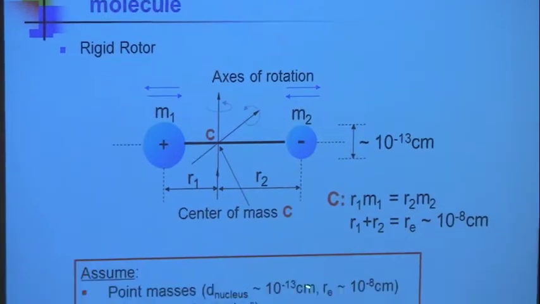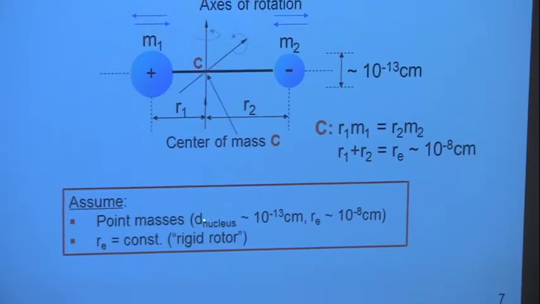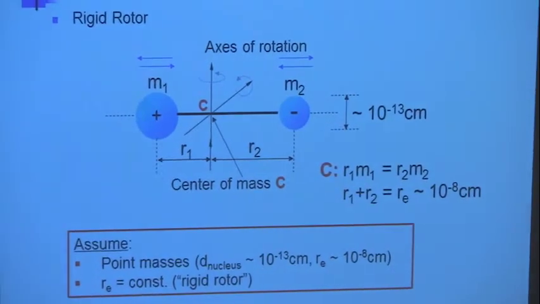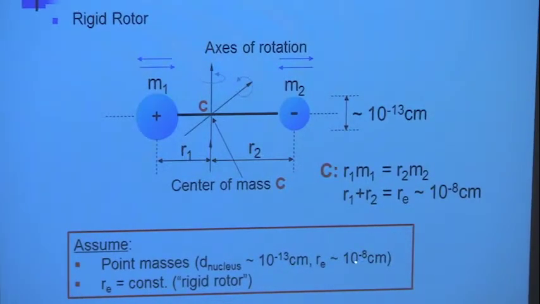We assume point masses. We recognize that the diameters of these nuclei are extremely small numbers, of order 10 to the minus 13 centimeter, which is very small compared to the typical spacing between these nuclei of about 10 to the minus 8. Now we assume that that distance is fixed, and we're going to let it rotate. That's called a rigid rotor model.